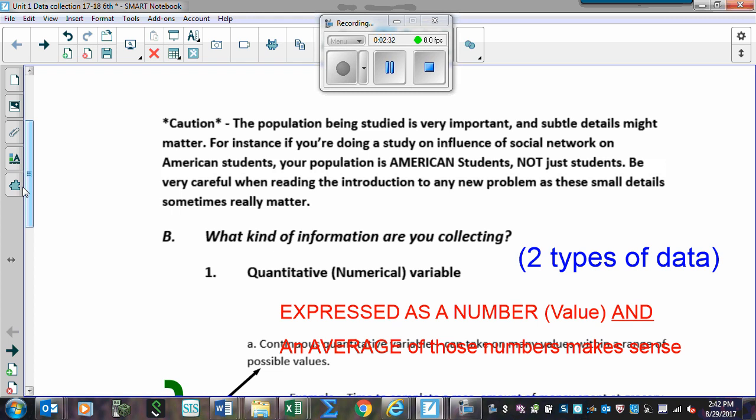Okay, so statistics is collecting, analyzing, displaying data. Okay, so data and information are essentially synonyms, and so there are 2 types of data.